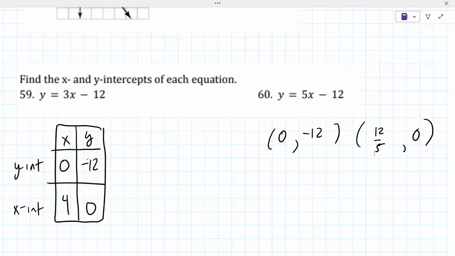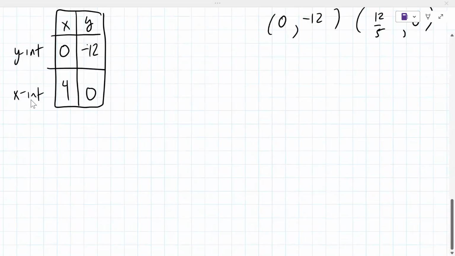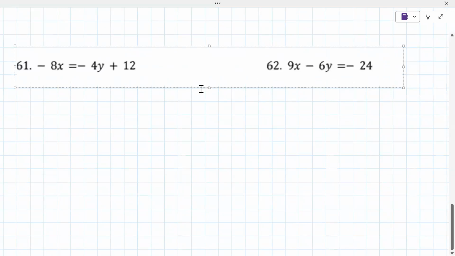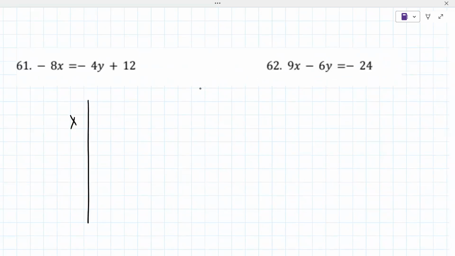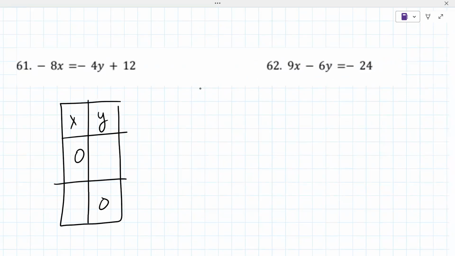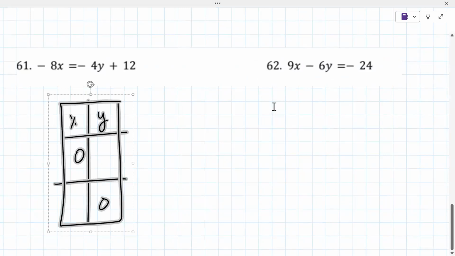All right. Same thing for 61 and 62. Just put those up here. These are in standard form. Well, the one on 62 is in standard form, but essentially the same thing. You're putting zero in for x, zero in for y, filling in the table. All right. Doesn't sound too hard.